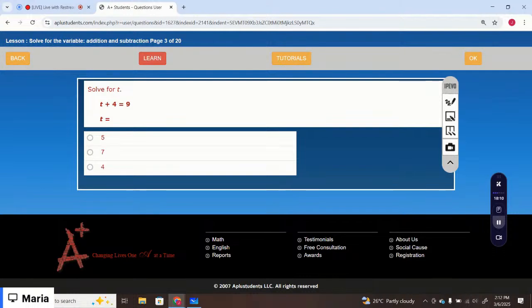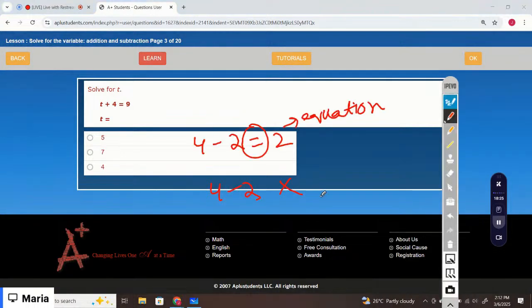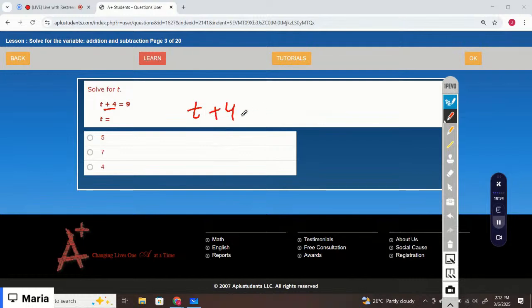So for t, t plus 4 equals 9. You have to solve for t. So here you have to isolate the variable t. You have to do the inverse operations. 4 is being added to t. So opposite to addition is subtraction. So you have to subtract 4 from both sides.